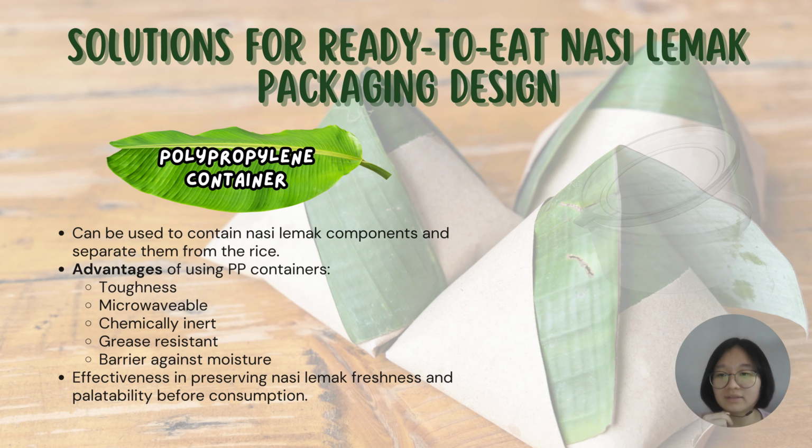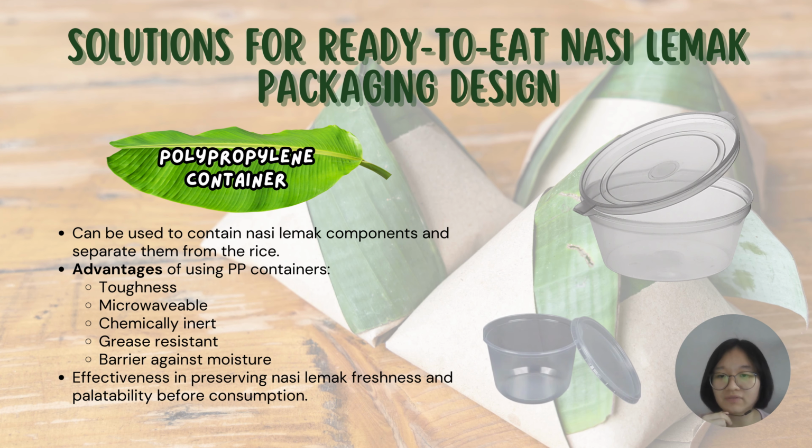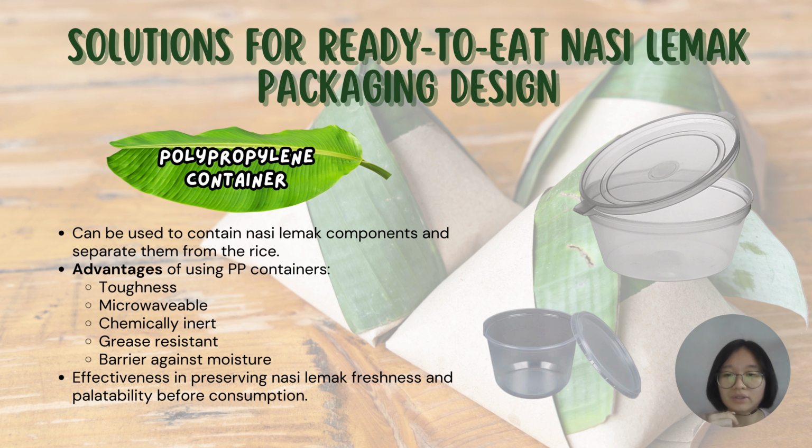On the other hand, to separate the sides of nasi lemak from the rice, small plastic containers with covers made from PP can be used. PP or polypropylene is known for its toughness, microwavability, chemical inertness, oil resistance, and barrier to moisture. Hence, this transparent plastic is suitable to contain the oily sambal and other sides with lower moisture content to preserve the freshness and palatability of nasi lemak before consumption.